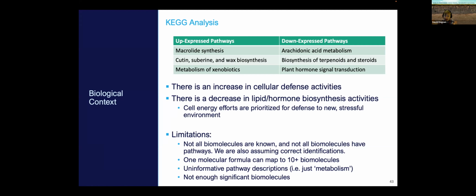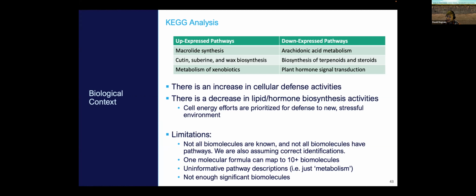But just running this through KEGG, I see an increase in cellular defense activities. We're seeing more macrolide synthesis and wax biosynthesis and xenobiotics. So the bacteria in these samples are producing or gearing up for a more stressed environment. And then we see a down expression of arachidonic acid metabolism. You could see a shift in the microbes towards protection, less biosynthesis in general. So that's what you can do with KEGG with this data at this point.